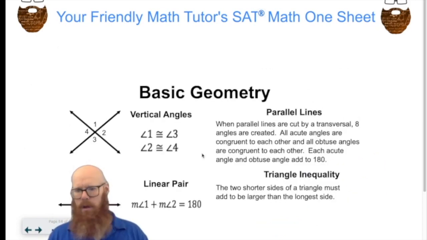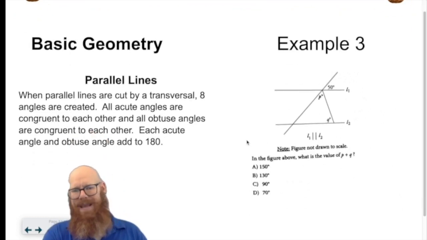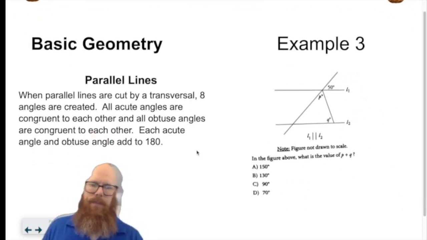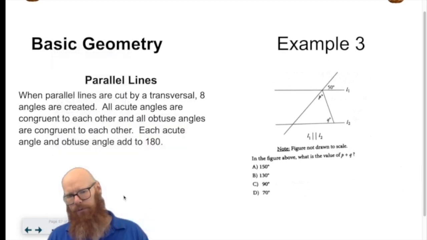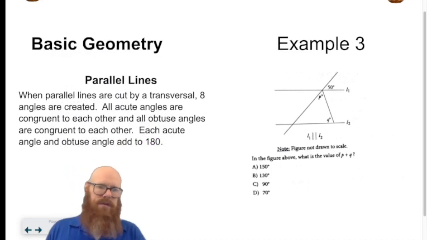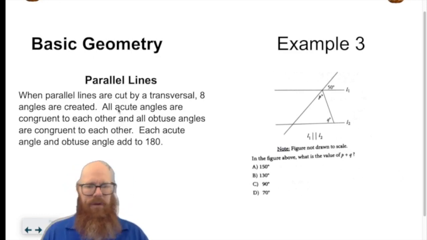Next up, we've got parallel lines. So parallel lines, when you were in geometry, you learned a lot about alternate interior angles, corresponding angles, alternate exterior, same side interior. You don't need to know all that vocab for the SAT. What you do need to know is that whenever you have parallel lines cut by a transversal, you're going to have 8 angles that are created, and they're going to create either acute angles or obtuse angles.